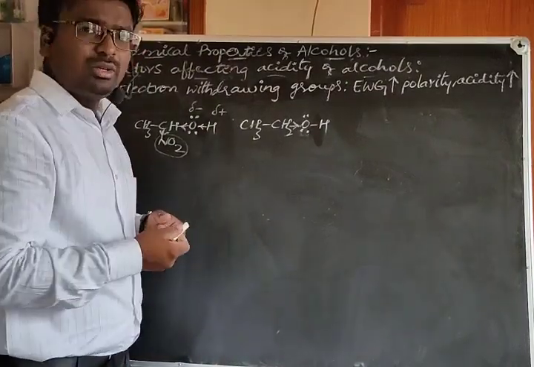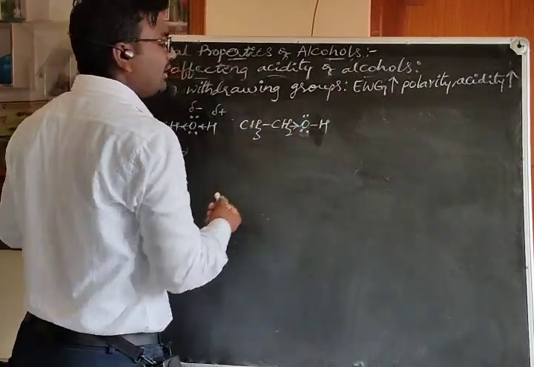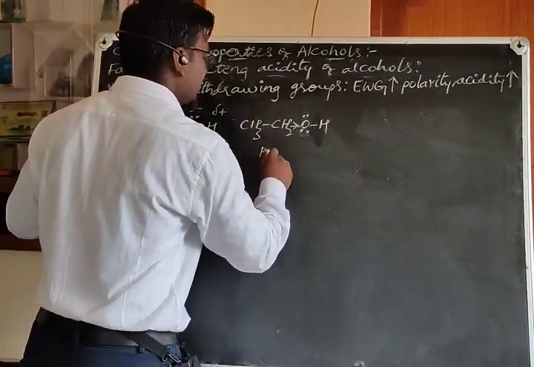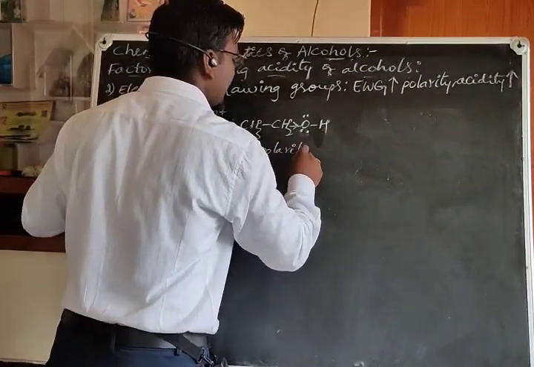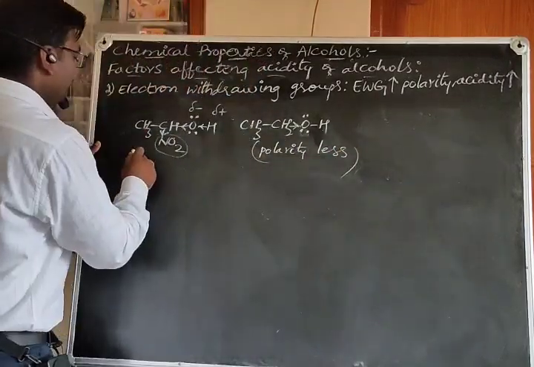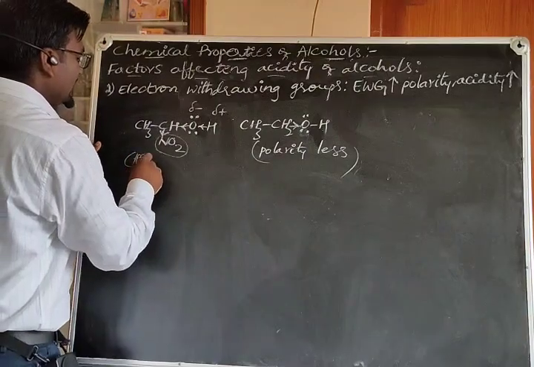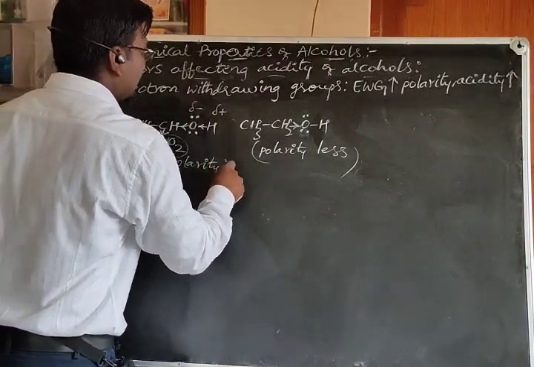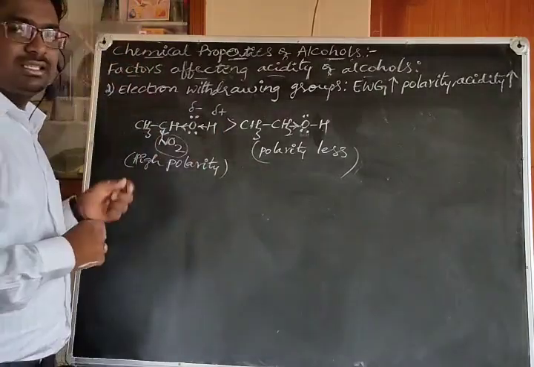It feels no need to pull the electrons from the hydrogen. Hence, its polarity is less. And here there is a high polarity in the OH bond. Therefore, it has more acidic nature.